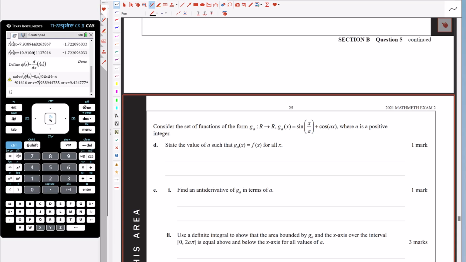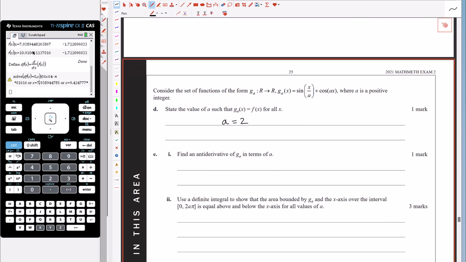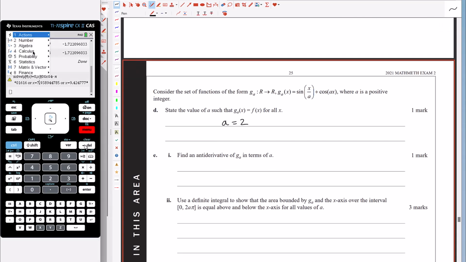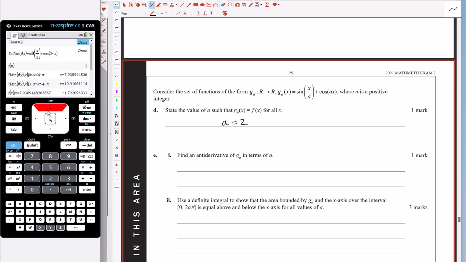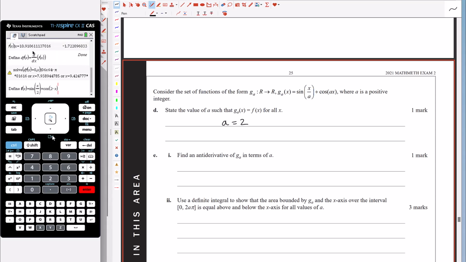So state the value of a such that g a of x equals f of x. Okay, so that's us just noting that a would be 2. A equals 2 would give us f of x. Find an antiderivative of g a in terms of a. Okay, I'm going to define g of x. I'm just going to call it g of x in the CAS. Actually, let's use our definition for f and edit it. So let's make that a. Just checking that that a is not bold. I haven't used it for something else. I'm going to call this g.